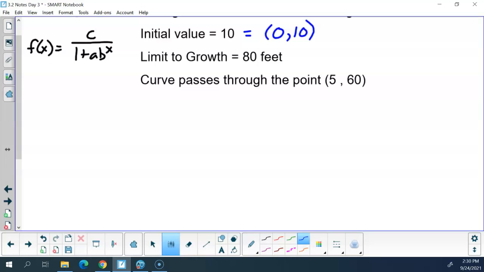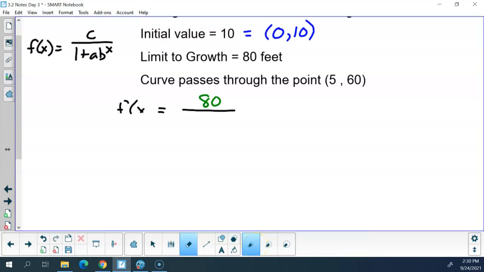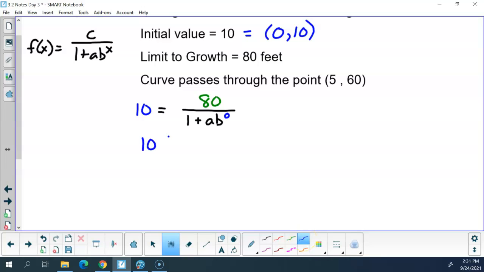So, my limit to growth, that's 80. I'm going to combine those first two, so f of x is going to equal 80 as my limit to growth. Then instead of f of x, I'm going to say 10 equals 80 over 1 plus a b to the 0 power. B to the 0 power is 1, so then that gives me 10 times 1 plus a equals 80, because if b to the 0 power is 1, then that's just a.